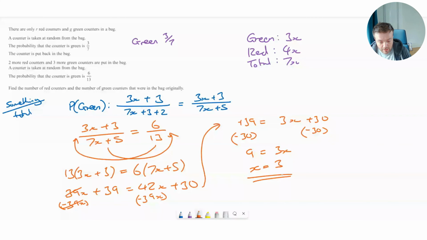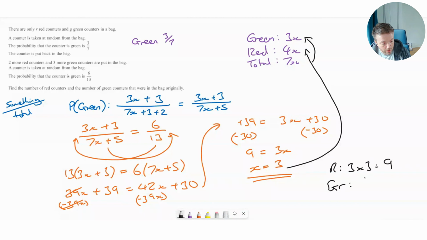Now, before we jump up and down and go, hey, we've got the question right, we have found the value of x. What is the question actually asking us? Find the number of red counters and number of blue counters in the bag originally. So we've just got to pop that back into these two equations. So it's really simple to get the last few marks. So the red is just going to be 3 times 3, which equals 9. And the blue, the green is going to be 4 times 3 equals 12. And that is the answer, as we did.